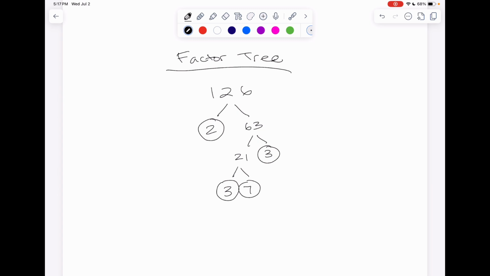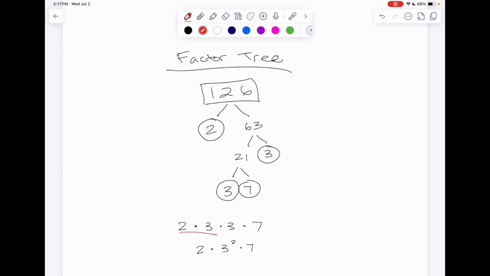So if I wanted to say the prime factorization of 126, I would say it's 2 times 3 times 3 times 7. Prime factorization is just a list of the prime factors. You could also write it as 2 times 3 squared times 7. And basically, 126 is just all those guys multiplied together. If I multiply all these guys together, I get 126. If I multiply different combinations, I'll get the factors of 126.